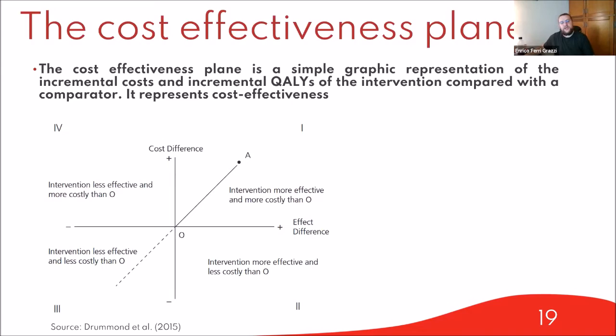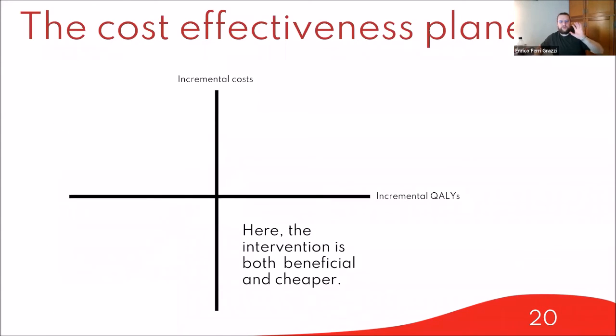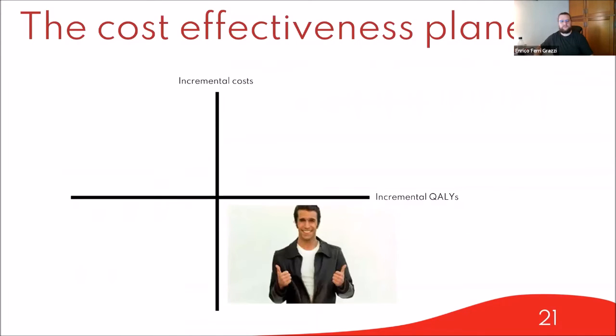Okay, so essentially, this compares intervention A to intervention O. O could either be the standard of treatment, which is the status quo, or a competing intervention or a competing drug. Now, just to put this into perspective, we'll go through a little bit of an exercise, right? So, bottom right, the intervention is both beneficial and cheaper, right? So more quality, more health benefits, and less money. Great, right? That's perfect. That's what we want.